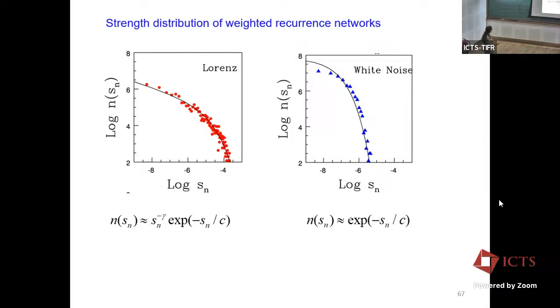You can see that their behavior is very different. This is totally exponentially decaying, but here there is a scale factor also. So this gamma here can be characteristic of the underlying dynamics, which can be another measure.